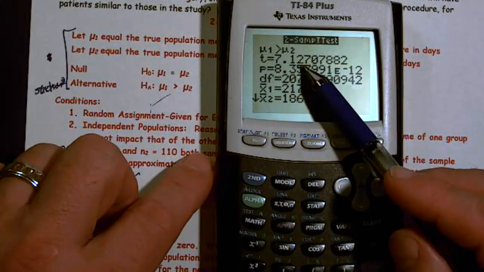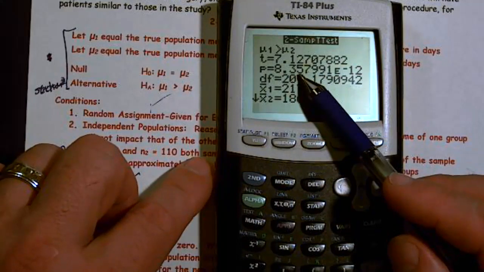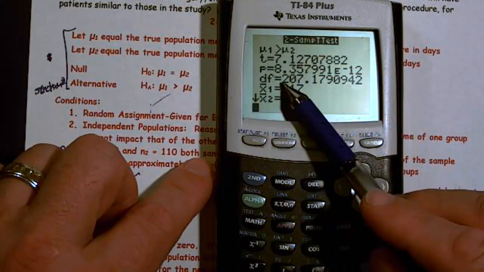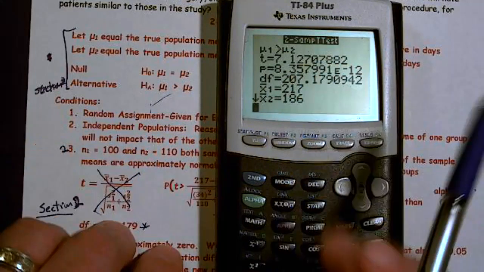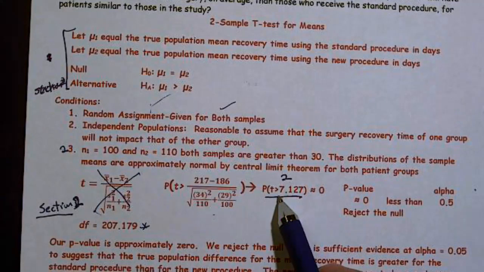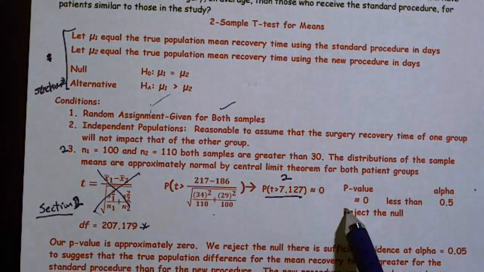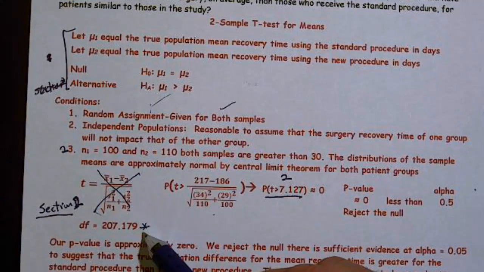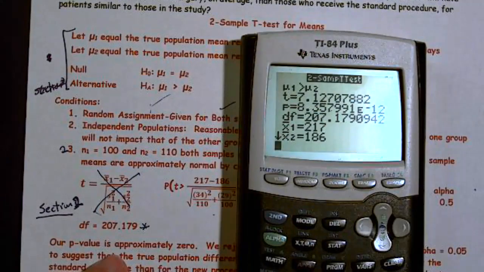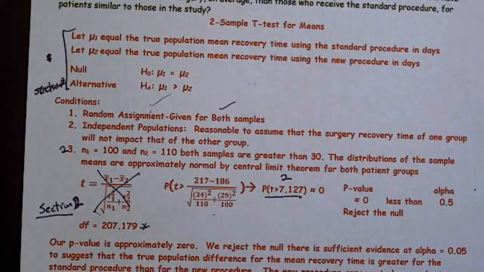And I get a t-statistic of 7.127 and a p-value. Notice it is less than 1, so I must have an exponent. So it's 0.0 with 11 zeros, so it's essentially 0. All right, so our t-statistic, 7.127. You had to have this written down. That probability is essentially 0. We also need to include the degrees of freedom, and I didn't calculate those by hand. The calculator did that for me. So our p-value is approximately 0, and that's less than alpha of 0.05.